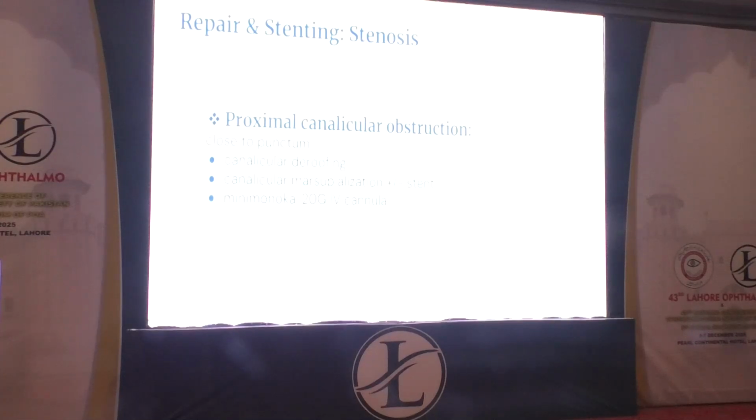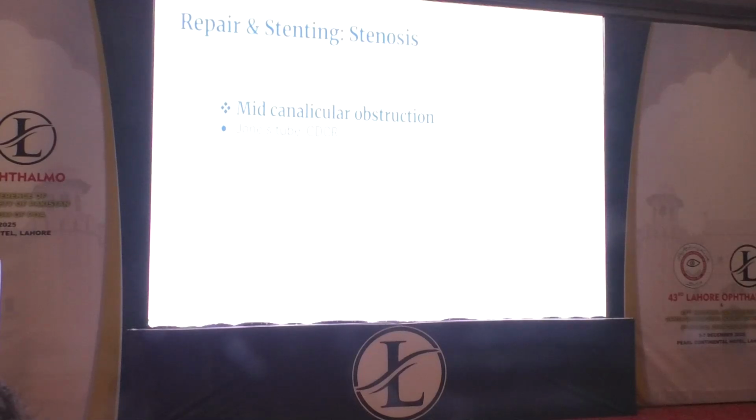So if we try to define the canalicular reconstruction, it can either be proximal, distal or mid-canalicular, and that kind of defines how we're going to approach the treatment or the strategies that we have. For proximal canalicular obstruction, the different techniques that are currently being used are canalicular or lacrimal de-roofing, canalicular marsupialization with or without a stent, and the stents that we use are usually mini Monoka, or we can sometimes alternate if it's not present with a 20 gauge or a 22 gauge IV cannula or an angiocath.